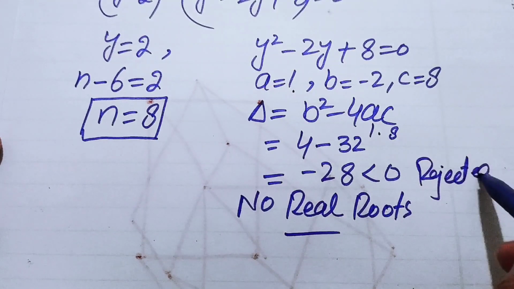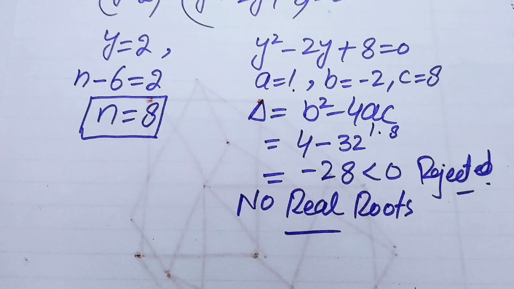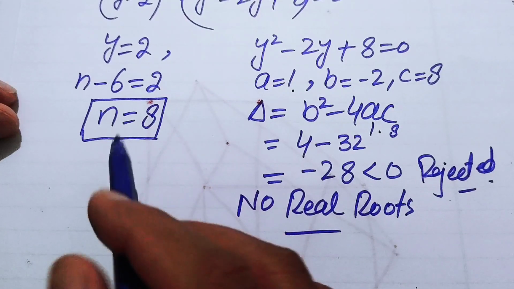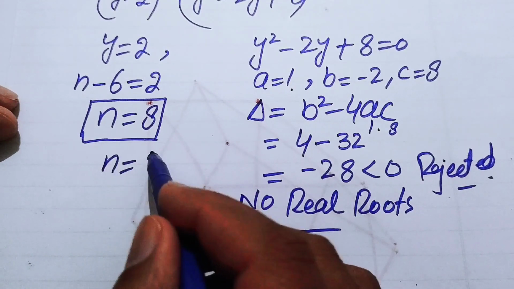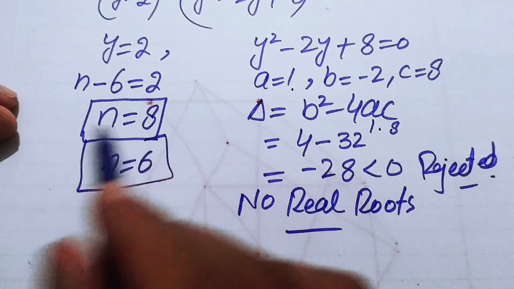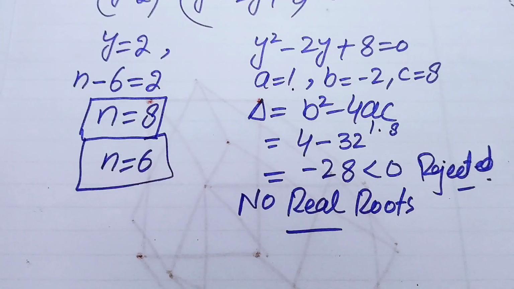And we will just proceed with this case only. So here we have n equals 8, and I can find the other solution, which is n equals 6. So these are the two solutions of this problem.